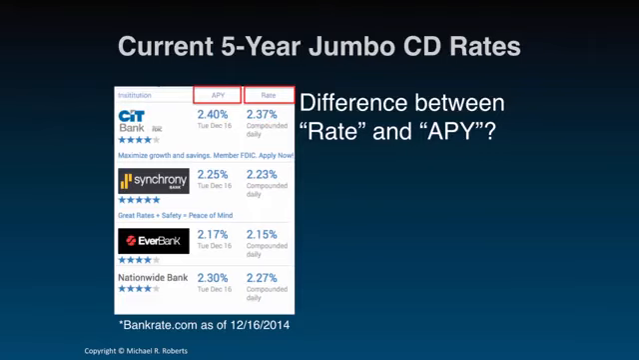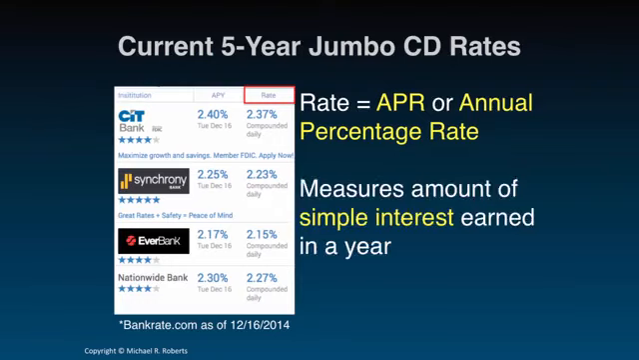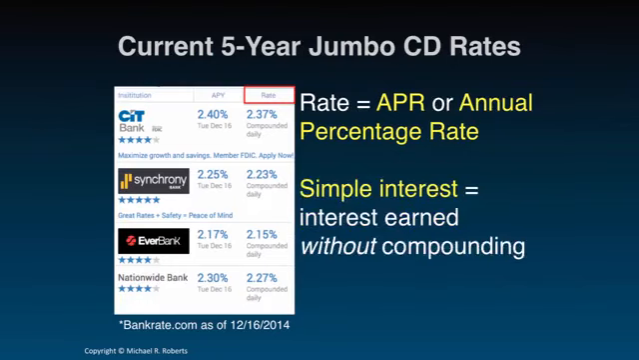Well, let's go through this, starting with the rate. The rate refers to the APR, the annual percentage rate. That measures the amount of simple interest earned in a year. Simple interest is just the interest earned without compounding, ignoring compounding. And if you're wondering what compounding is, we're going to talk about it. But just as a preview, notice underneath rate, we have compounded daily. Simple interest ignores that compounding frequency.